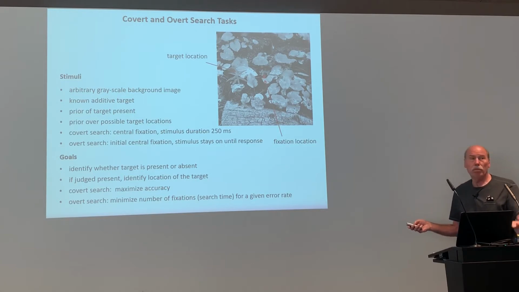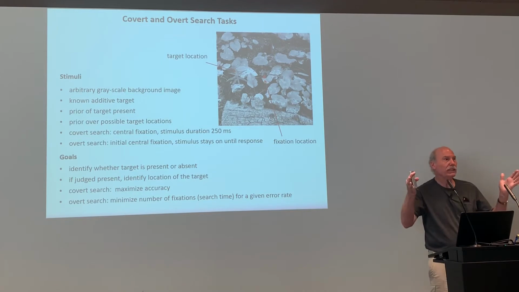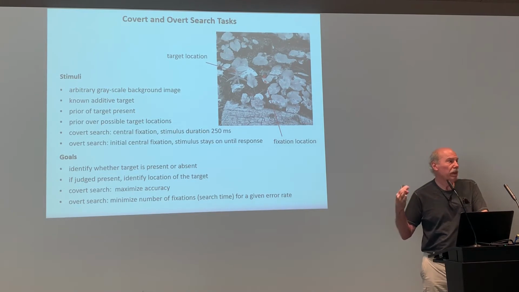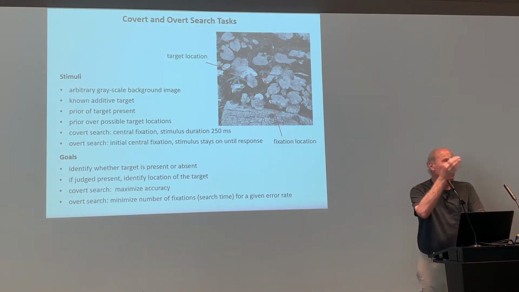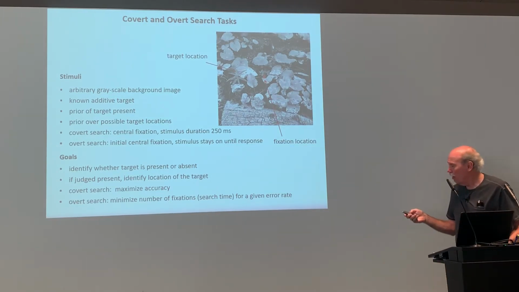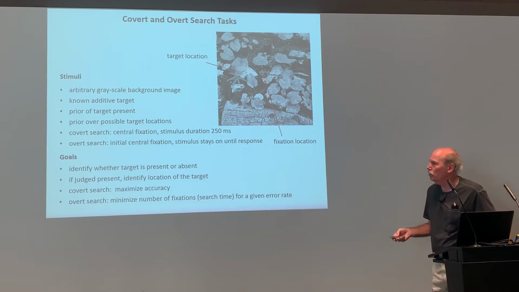And we consider covert and overt search. Covert search means that you just have one essentially fixation to decide whether the target's there or not and where it's located. What we typically do when we're considering this is consider a duration of maybe a quarter of a second, about the average time that you would make a fixation when you're saccading around in the world. In overt search, where you're allowed to make eye movements, you start with an initial fixation. The stimulus stays on until you respond. You just keep looking around till you make a response.